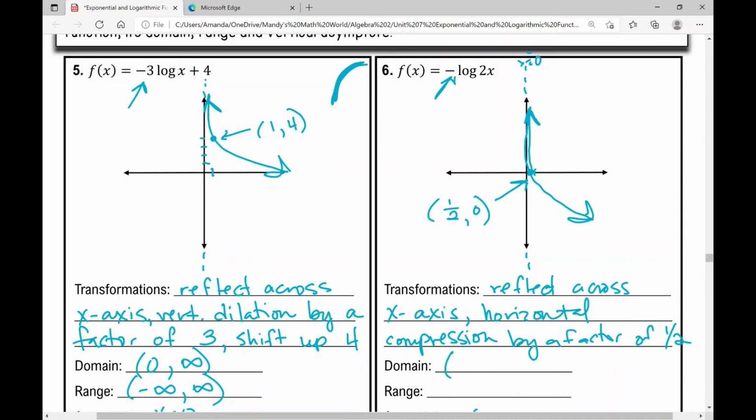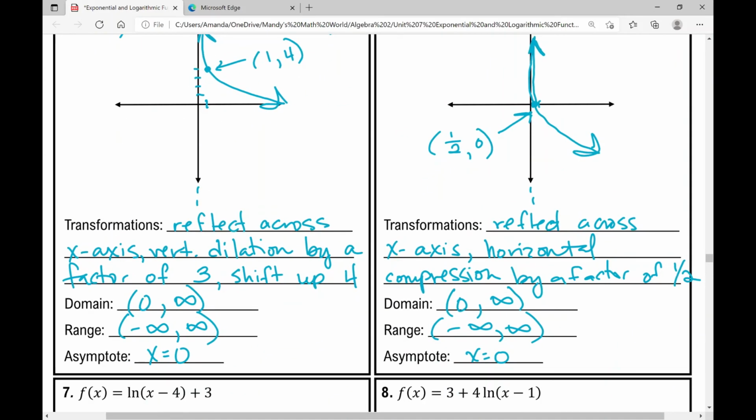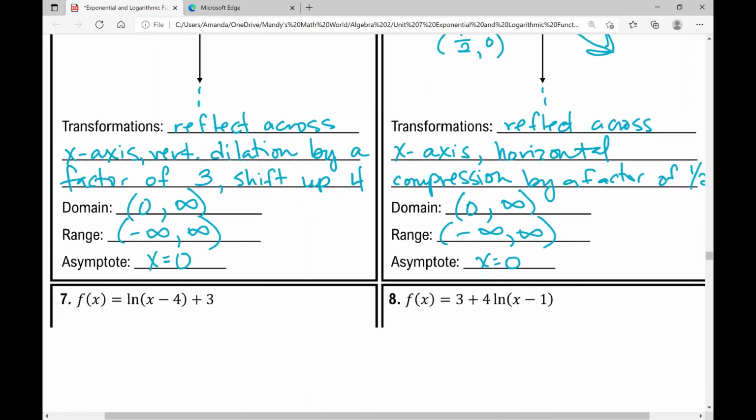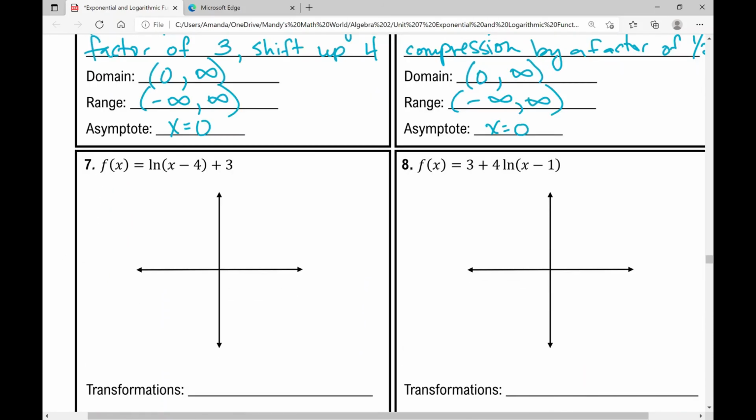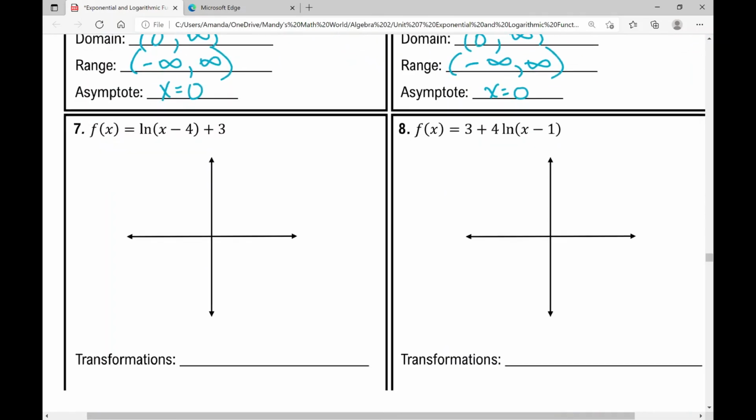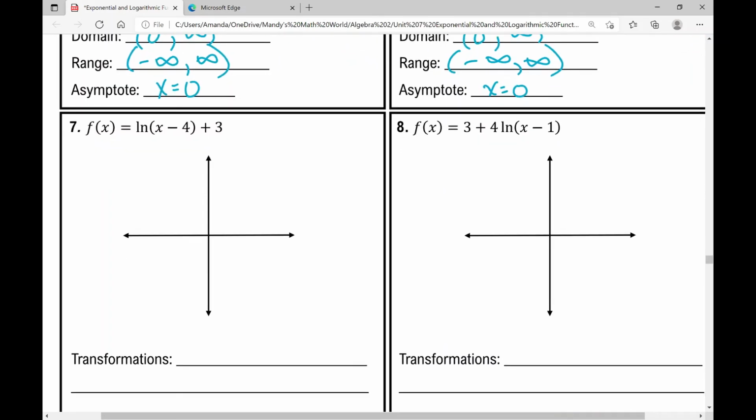So your domain is still from 0 to infinity. Range is negative infinity to infinity. And the asymptote is at x equals 0. So let's move on to 7 and 8. So we've got the natural log function here. And it's still going to take that same shape, so it's going to look exactly the same. Let me show you. So number 7, this is the natural log of (x minus 4) plus 3.